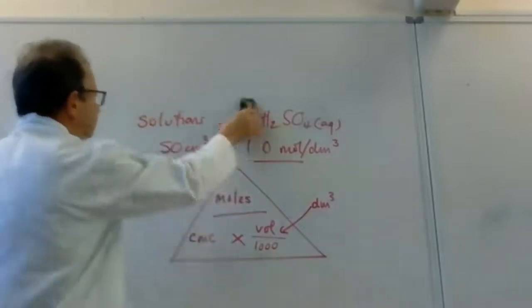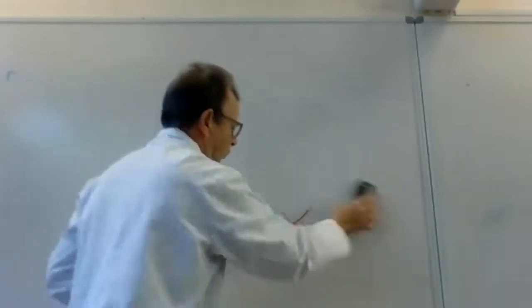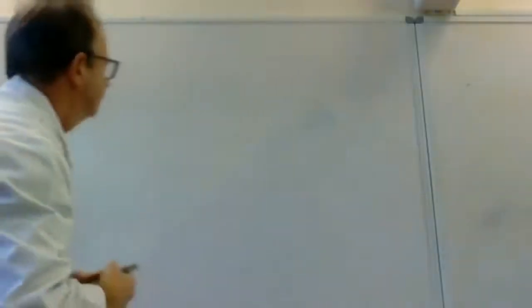The third triangle, and the one we're going to need to check that we know what is happening in that little experiment, is the gases.